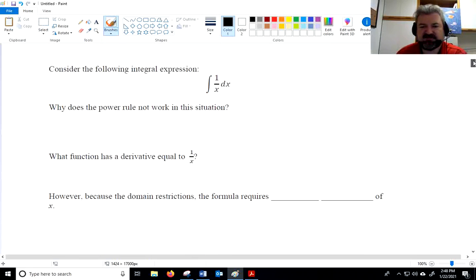So I'd like you to consider the following integral expression. Why does this power rule that we've just been using not work in this situation? Take a second and think about that.